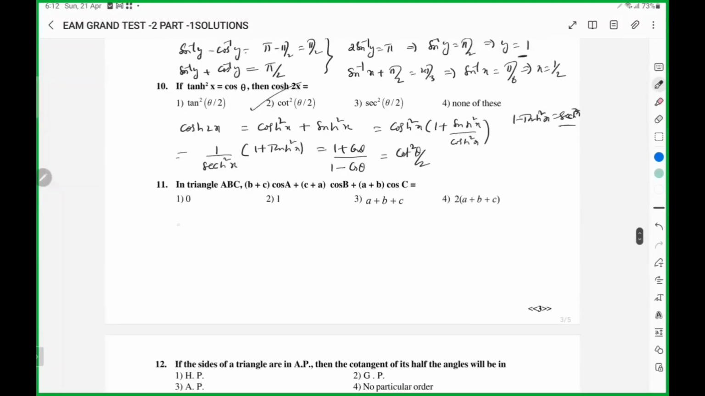So this is b cos A plus c cos B. c cos A plus a cos C. a cos B plus b cos A, a cos B plus b cos C, c cos B plus b cos C.